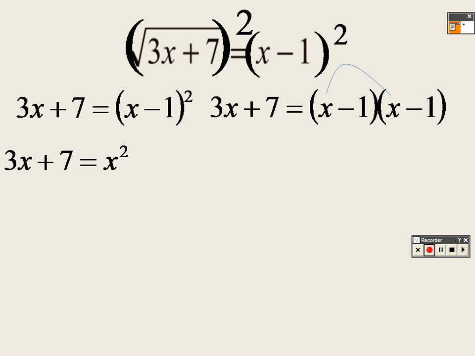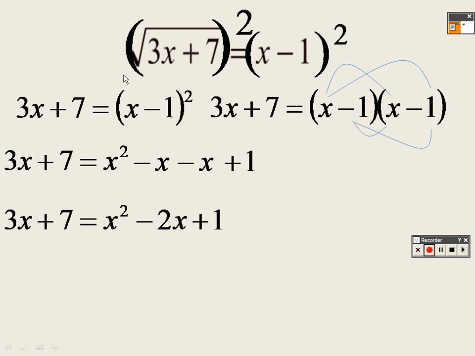X times x is x squared. x times negative 1 is negative x. Negative 1 times x is negative x. Negative 1 times negative 1 is positive 1. And we combine like terms. Negative x and negative x is negative 2x.